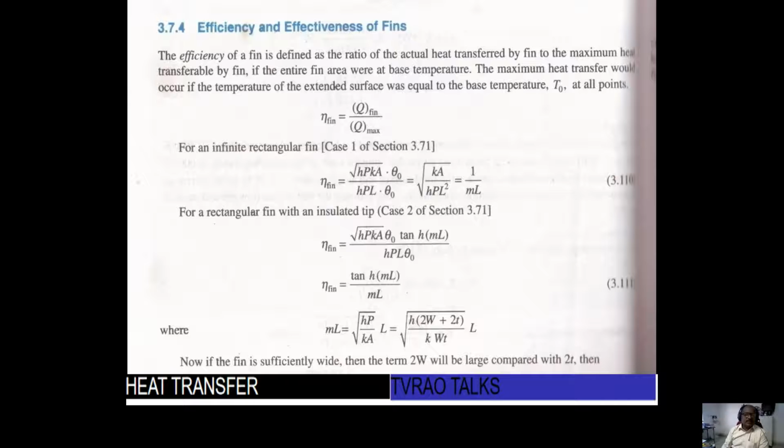So here this is a rectangular fin with insulated tip. For a rectangular fin with insulated tip, the efficiency of the fin equals tanh mL by mL, where m equals square root of hP by kA. P is nothing but the circumferential length, the perimeter. P is 2W plus 2t, and the cross-sectional area equals W into t. Sometimes, compared to width, the thickness will be very small, so that also we can neglect.